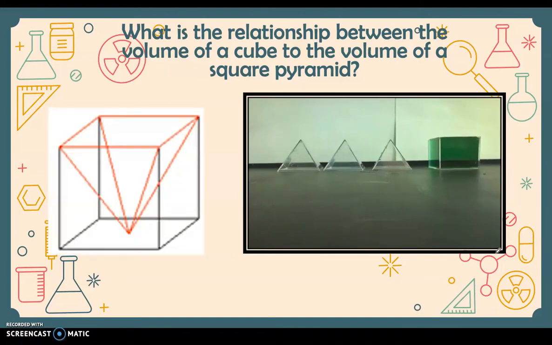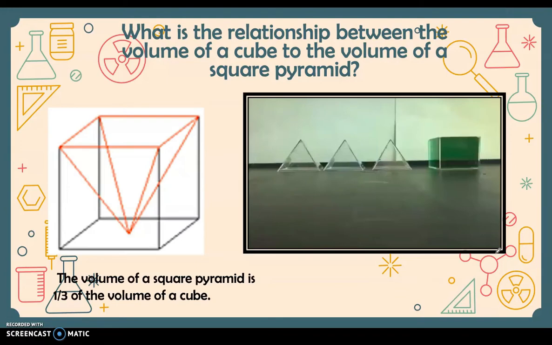The link of this video is also in the description part. So in the video, we conclude that the volume of the cube is thrice the volume of the square pyramid, and the volume of the pyramid is 1/3 of the volume of a cube. Therefore, we can say that the formula for the pyramid with the same measurement of the side and the height is S cubed divided by 3.